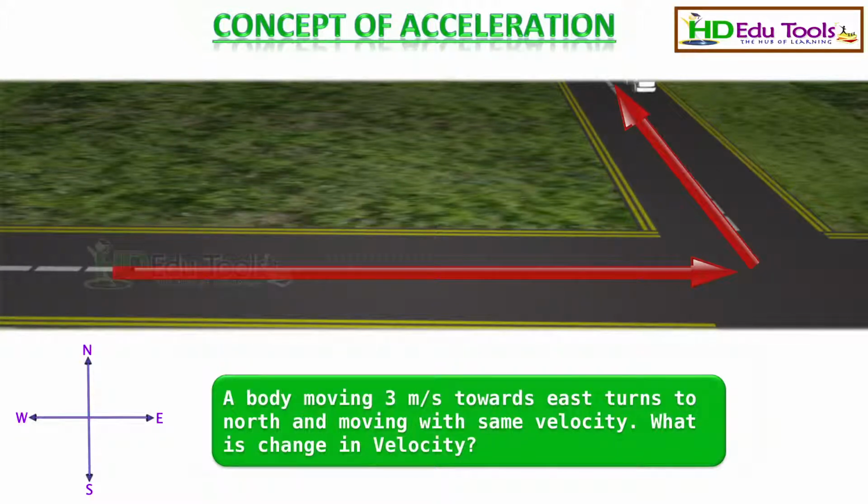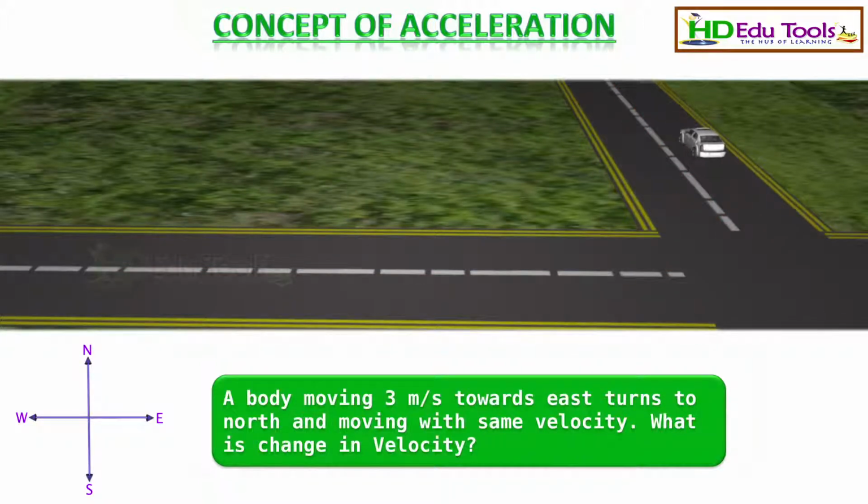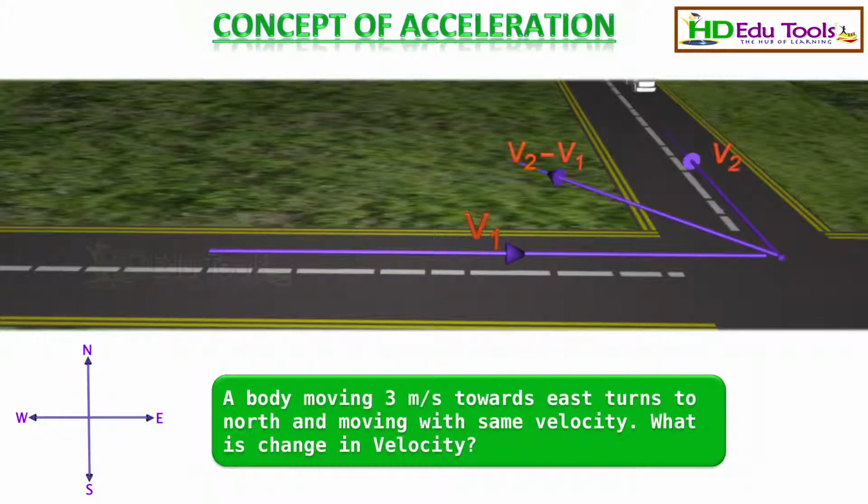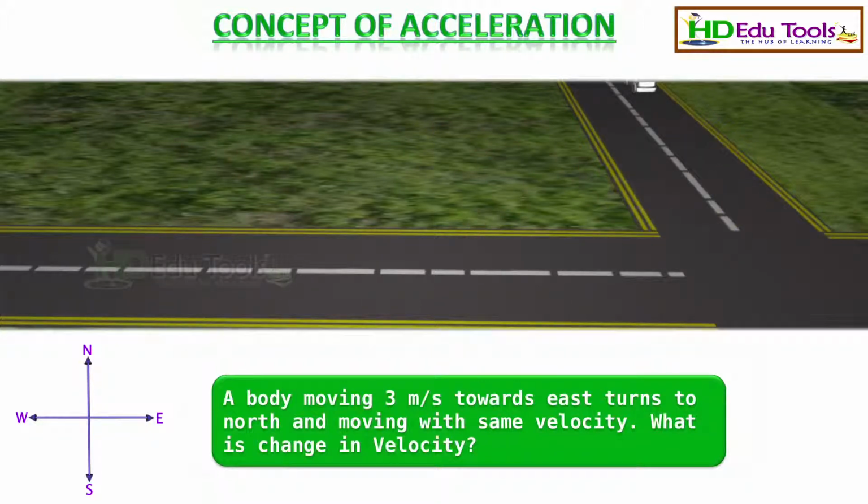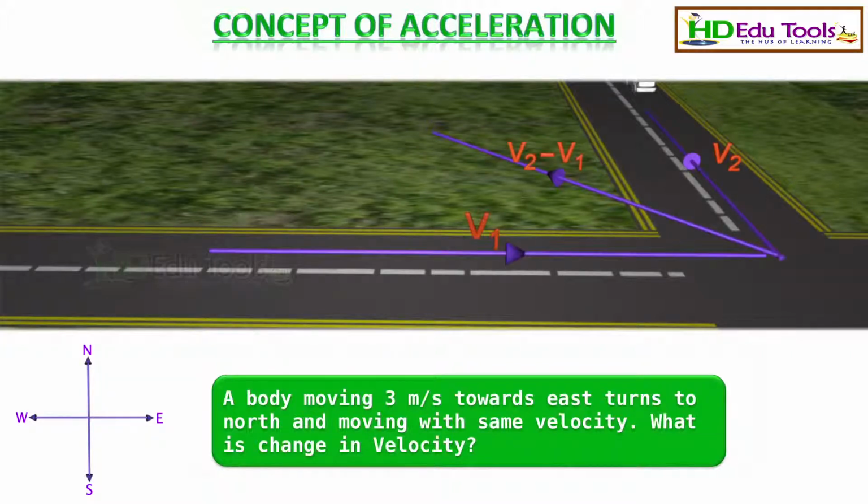Okay, in previous problems, since we considered the motion to be in one dimension, we have taken plus or minus. But in this case, it is turning to north, which means the motion becomes two dimensional. The motion of the body is in two dimensions. Then we have to consider the concept of vectors. Already you studied how to add the vectors, how to subtract the vectors.